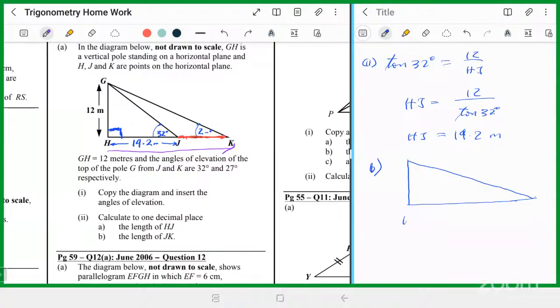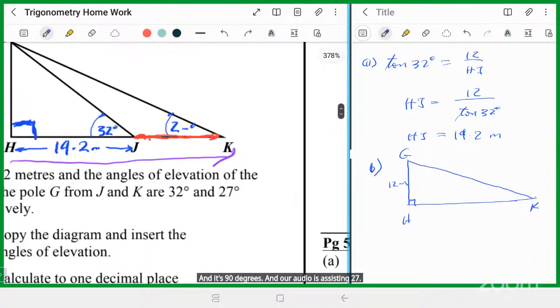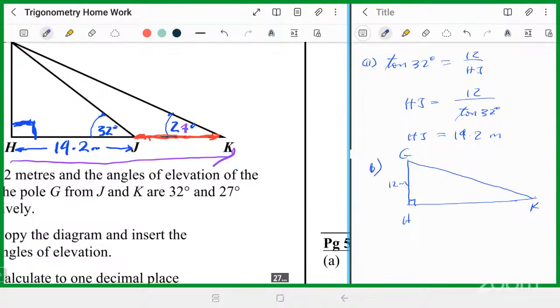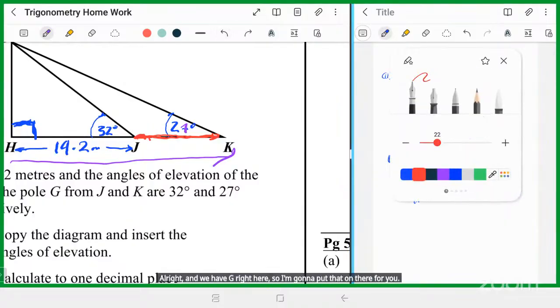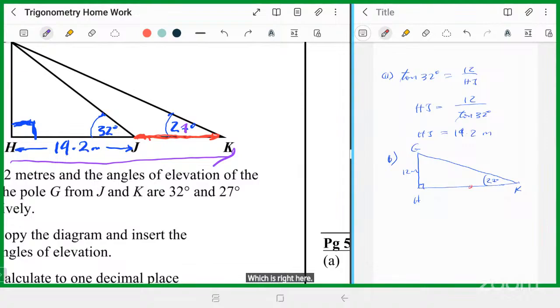Here is H, here is K, here is G. This is 12 meters high. Angle is 90 degrees. And the angle out here is, what is it again? 27. It's 27 degrees. Alright, and remember you have G right here. So I can put that on for you. So G is right here, for example. That's G. And this length is 19.2 meters. We're going to work on the big triangle and find HK.